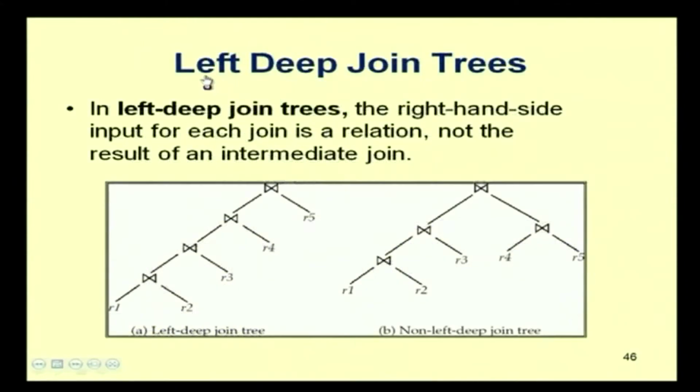For example, let us look at left deep join trees. In left deep join trees, the right hand side input for each join is a relation, not the result of an intermediate join. So, here in the left deep join tree, the right hand side input of each of these joins is a relation, but it is not the result of an intermediate join. But if you look at this one, here you have R1 join R2, so this is the result of an intermediate join, this is joined with R3, and then R4 R5 is also an intermediate result, and these two are joined together.